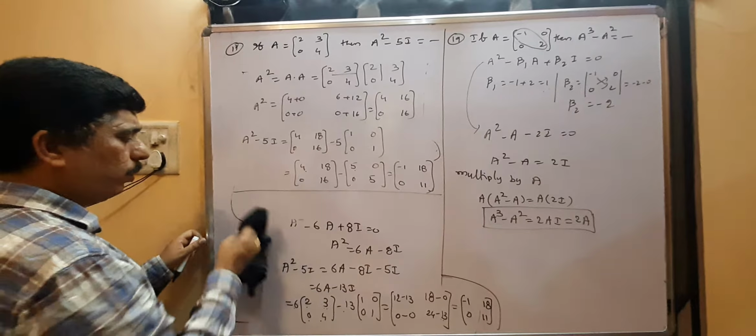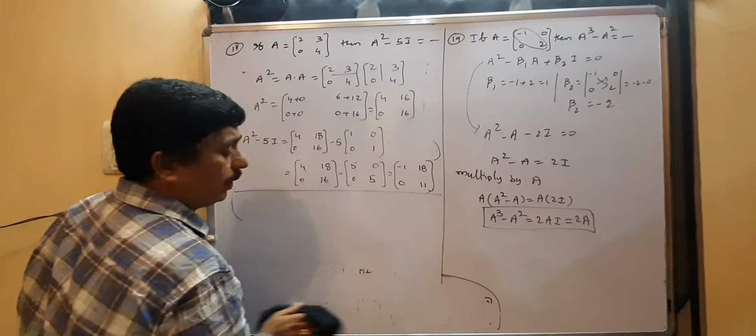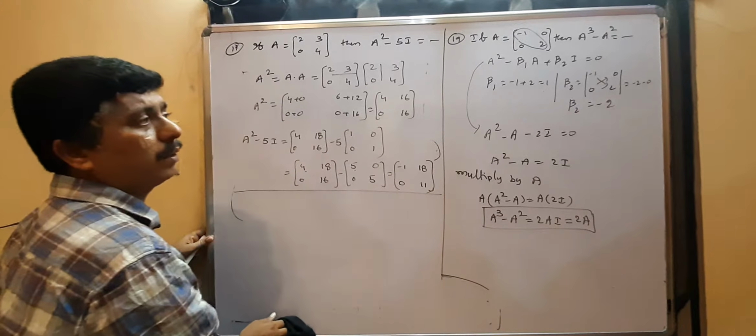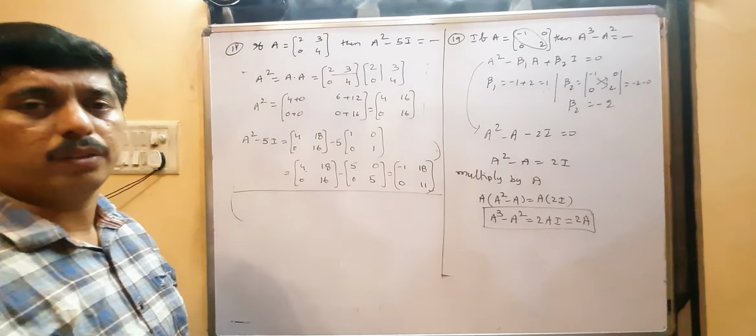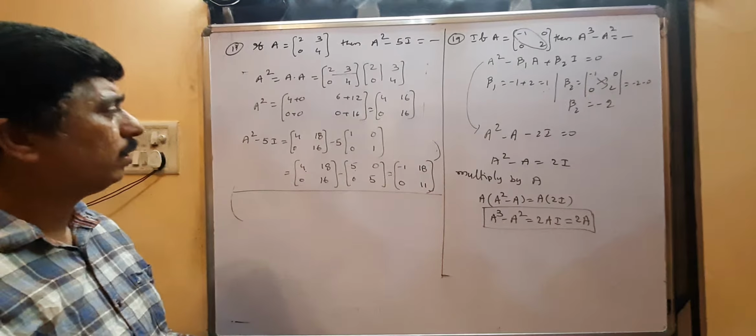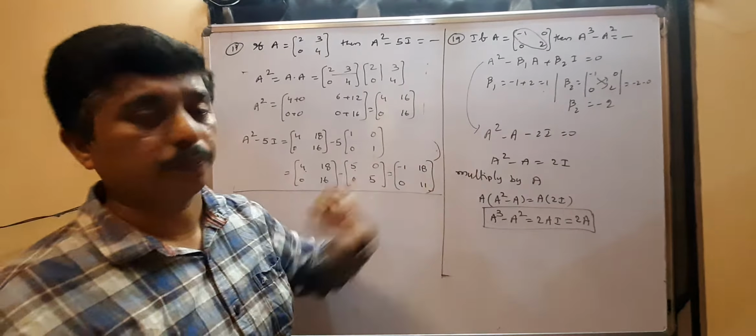You can use the characteristic equation, otherwise you can do the general method also. But coming to the 19th problem, that method will be lengthy. A cube means A square into A, so a little bit lengthy. For this problem it is okay, it is short. For that problem it is lengthy.